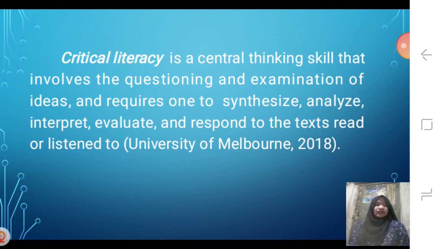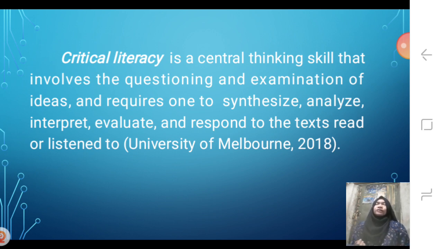And then once you know the meaning of the text, you are able to evaluate it, or, like what I've said earlier, to form a judgment on that text. So once you are able to judge the text, kaya mo na siyang i-evaluate, and then you can respond to the text that you read or listen to. So you can now respond to all the questions that come to your mind in the first place of your curiosity. So that is critical literacy according to the University of Melbourne.